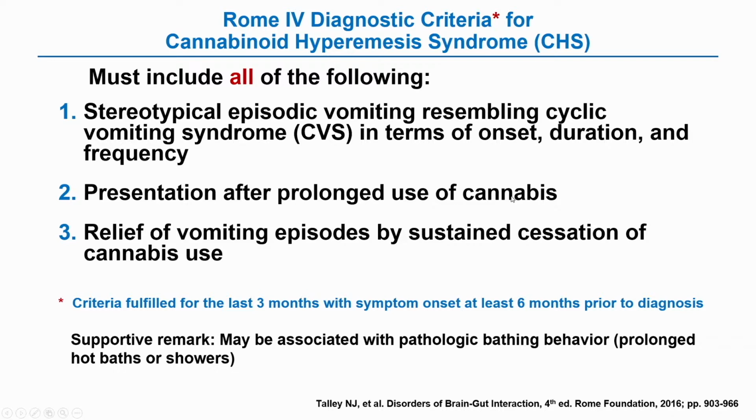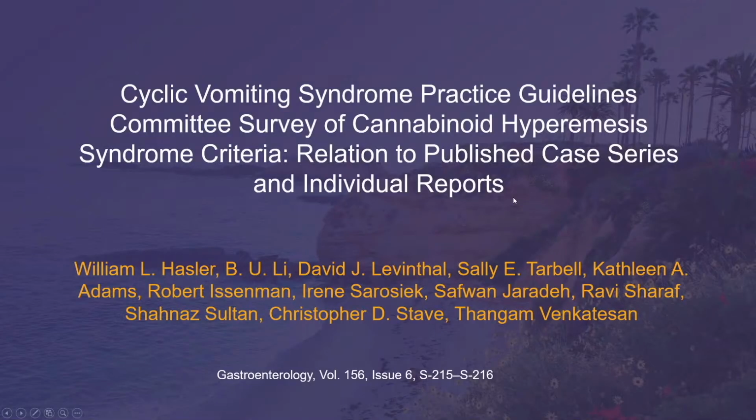In between episodes, they feel very normal, and it happens at least 3 times per year. The only way that you can differentiate this CVS from CHS is that the patients are on cannabis, and their symptoms will go away, resolve if they stop cannabis. So this group of investigators were trying to look at all the data that was available to determine what are the diagnostic criteria for CHS.